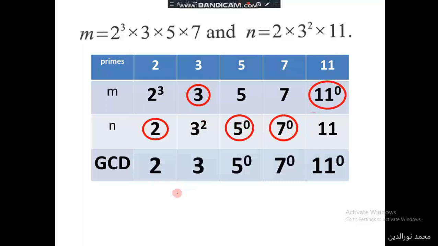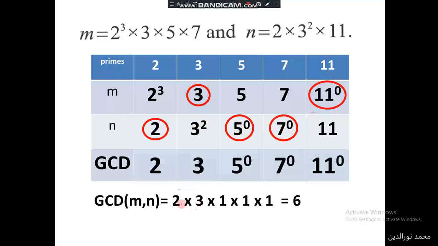And then we multiply them together to get the GCD. 2 times 3 times 5 to the power 0, which is 1. 7 to the power 0 is 1. 11 to the power 0 is 1. 2 times 3 is 6. So the GCD is 6.